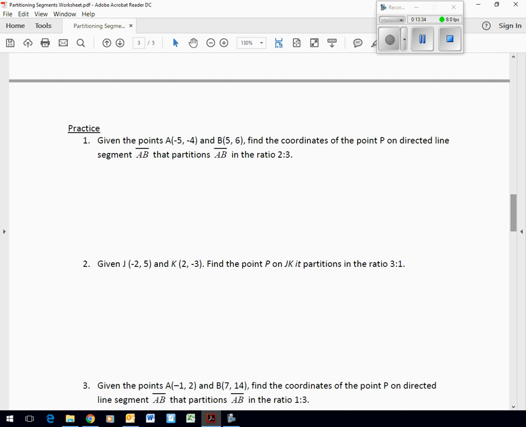Let's convert this one. 2 to 3. Y'all with me? If I convert this ratio, it's going to be 2 over 2 plus 3. Right? It's 2 over 5. Correct? And so on and so forth. Should you ever have an improper fraction? No. You should never have an improper fraction, because your denominator should always be bigger than your numerator, because you're always taking the sum as a denominator.